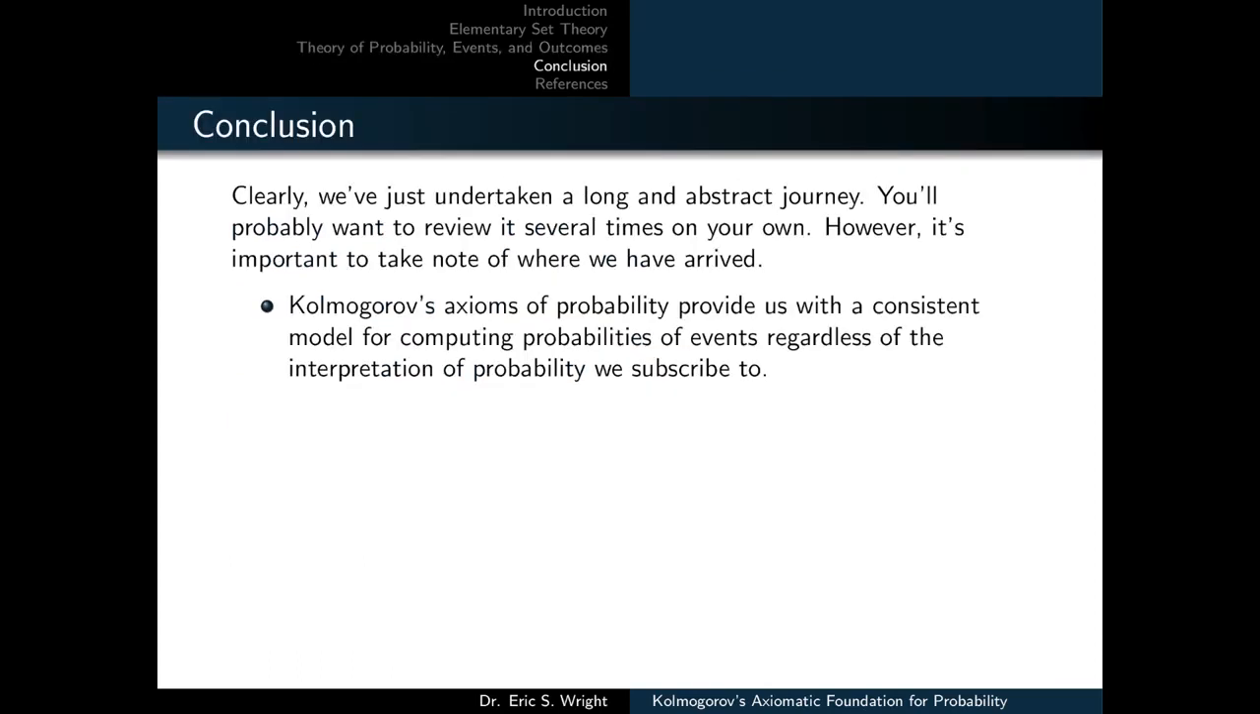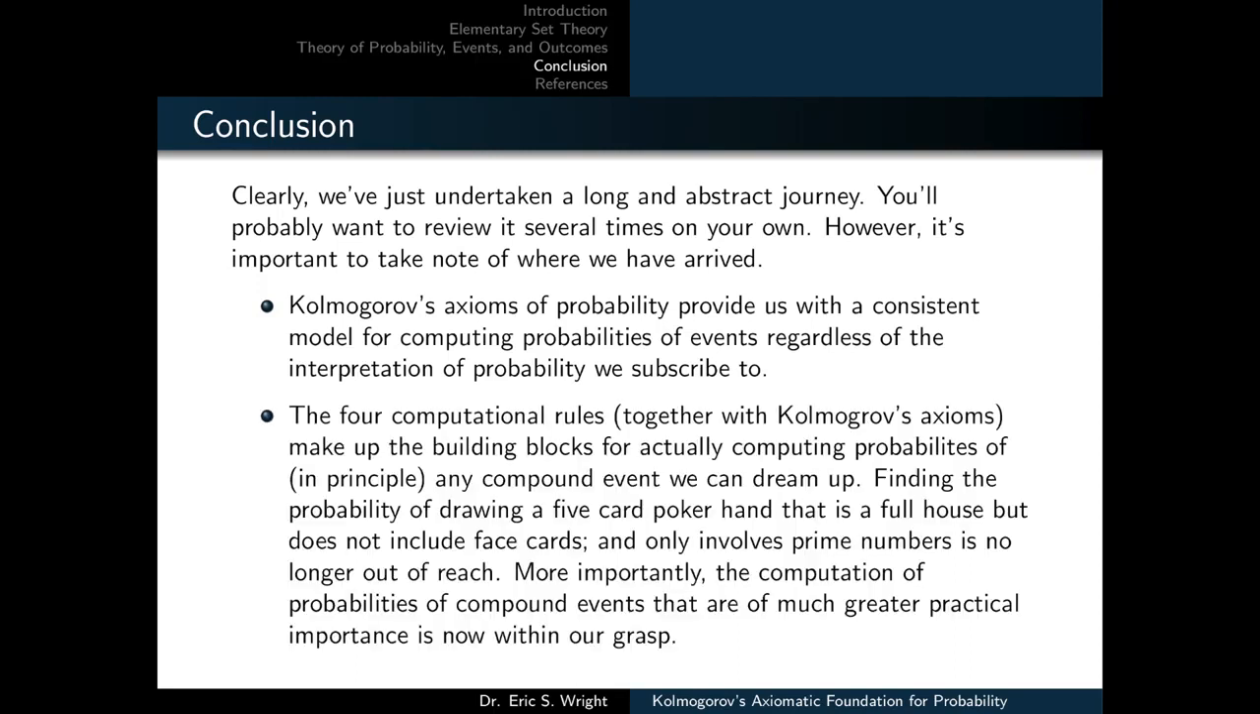So clearly, we've just undertaken a long and abstract journey. You'll probably want to review it several times on your own. However, it's important to take note of where we've arrived. Kolmogorov's axioms of probability provide us with a consistent model for computing probabilities of events, regardless of the interpretation of probability we subscribe to. His axioms apply to all of the valid interpretations of probability. So the 4 computational rules, together and derived from Kolmogorov's axioms, make up the building blocks for actually computing probabilities of any compound event we can dream up.